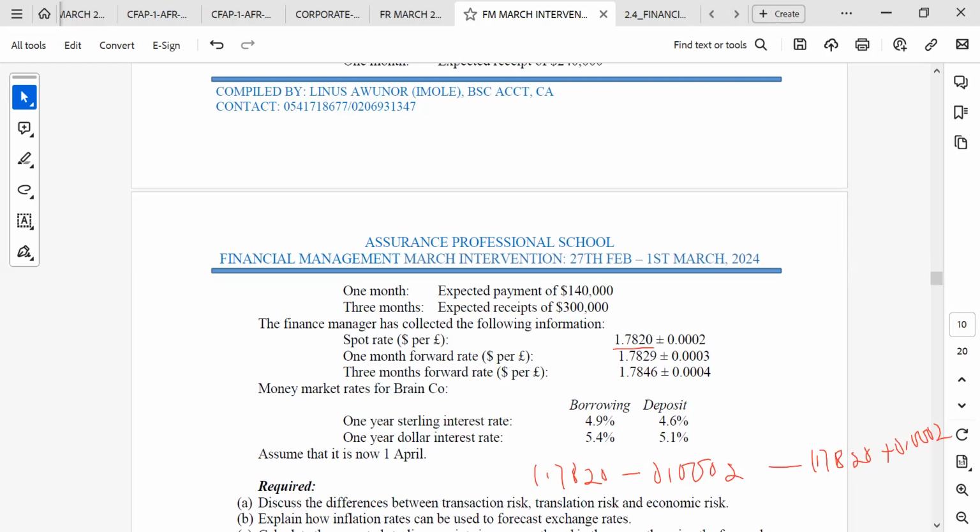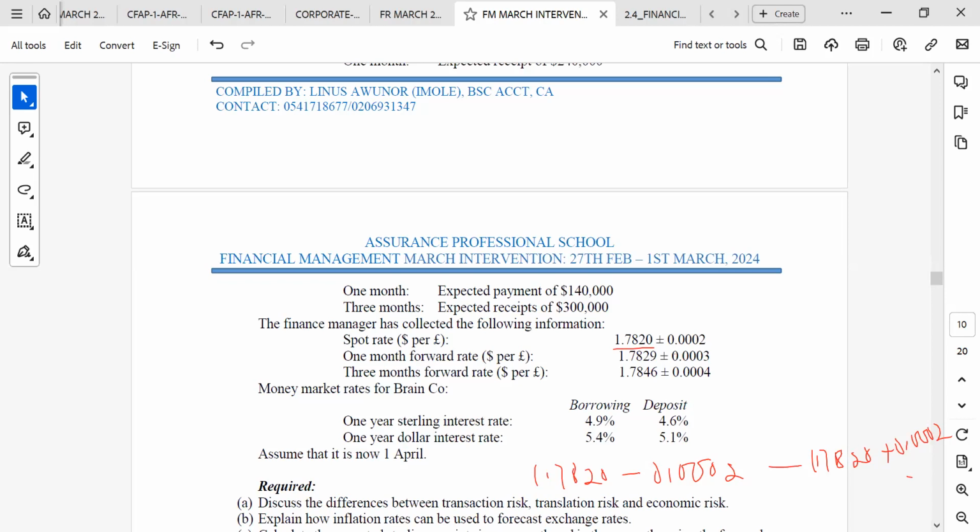If the rate is quoted like this with plus or minus, they are just saying that this is the rate. If you subtract the 0.002 from it, that will give you the lowest rate, and if you add the 0.002 to it, that will give you the highest rate. That is how we calculate it. The same thing applies to the 1 month forward rate.